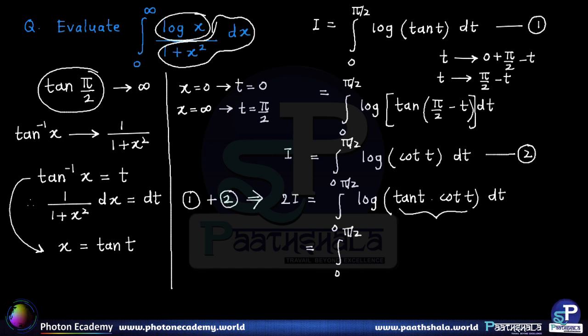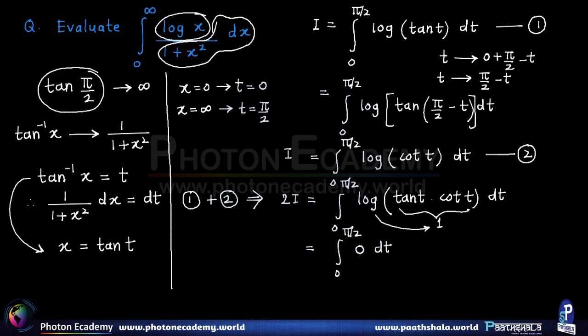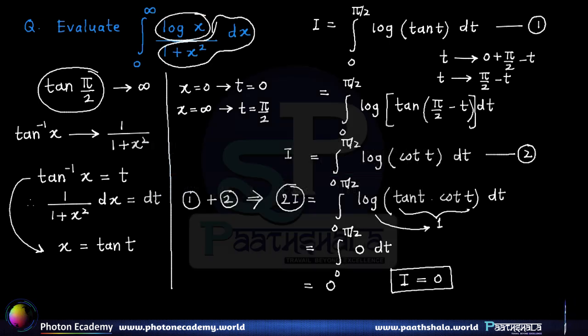Now tan t into cot t is equal to 1, right? And we know that log of 1 is 0 to any base. So therefore ultimately we have the answer as 0 because there is nothing to integrate here. And since the value of 2I is 0, that automatically gives us the original integral also is equal to nothing other than 0. So that's how we use the substitution method and the properties to solve this question.